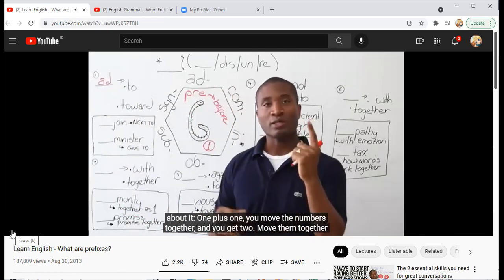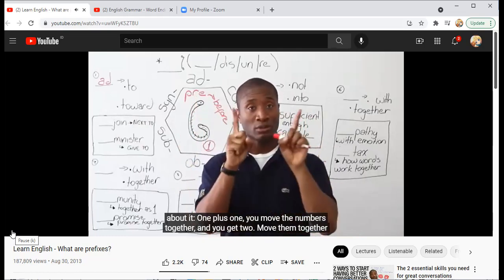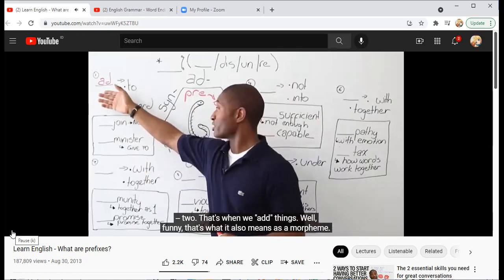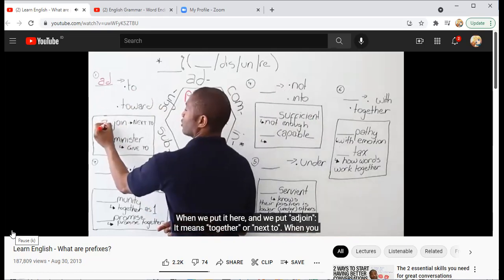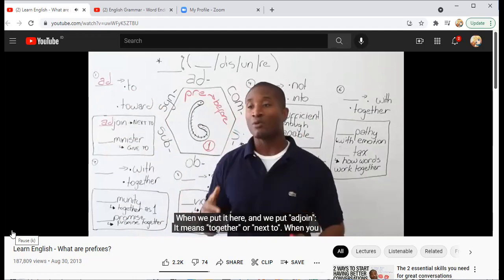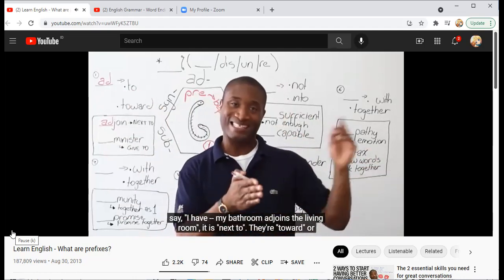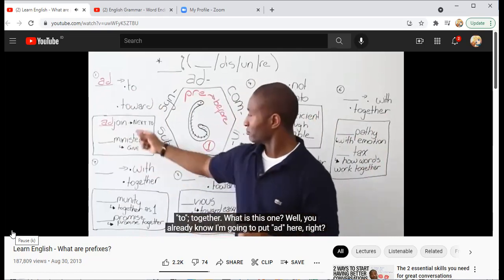Well, think about it. 1 plus 1. You move the numbers together and get 2. That's what we add. Well, funny. That's what it also means as a morpheme. We put it here. We put add join. It means together or next to. When you say my bathroom adjoins the living room, it is next to. There, toward, or to, together.